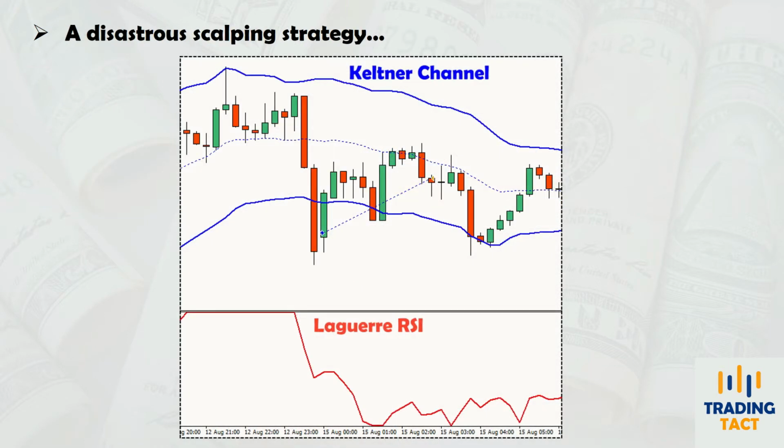Here's a mean reversion strategy that uses Keltner channels and the Laguerre RSI. It typically opens trades shortly after the New York close. Longs are triggered when prices close below the Keltner channel lower band, accompanied by a dip in the Laguerre RSI.